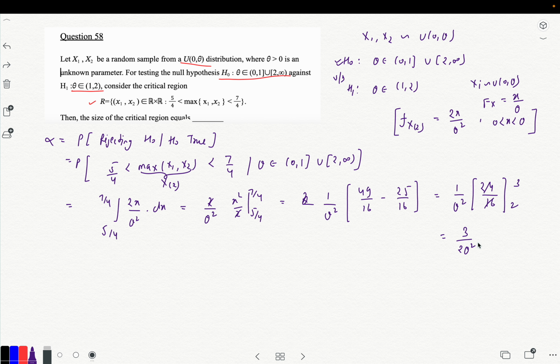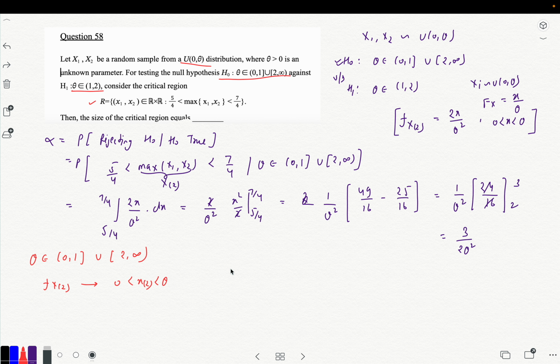Okay, that's what we need to do right now. Now let's focus on our theta. We are given that theta belongs to (0, 1] union [2, ∞). For our f of x2, what is the range? That is 0 less than x less than theta. This is for x2: 0 less than x less than theta.